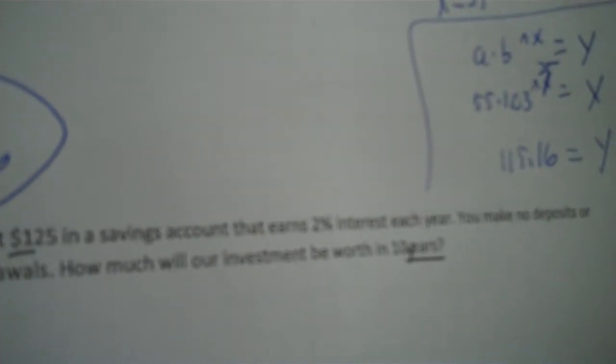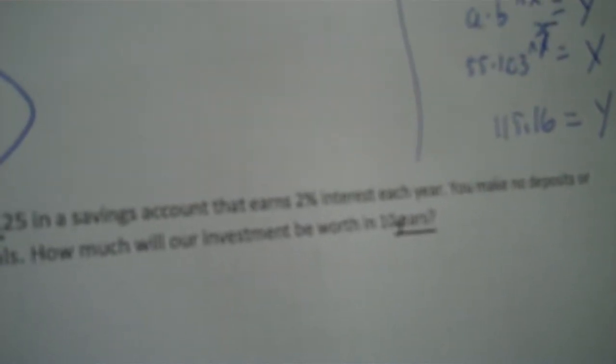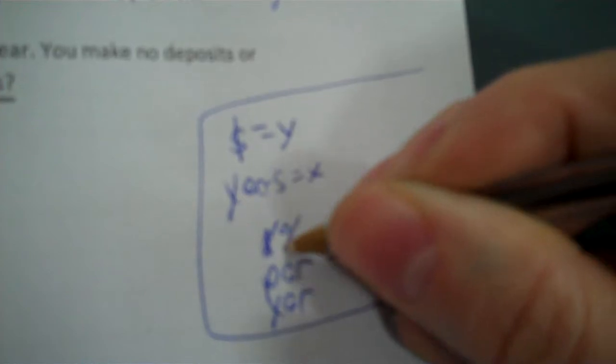You put $125 in a savings account that earns 2% interest each year. You make no deposits or withdrawals. How much will our investment be worth in 10 years? So let's go dollars in years. Years is X, dollars is Y. So dollars per year. We don't have a dollars per year, it's a percent per year, and it's going to be 2%.